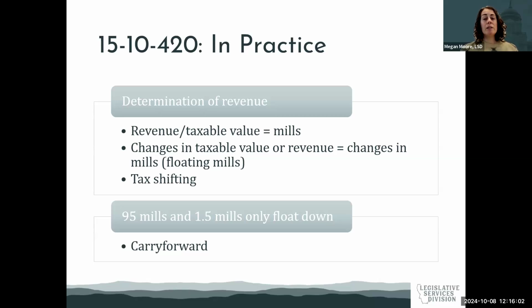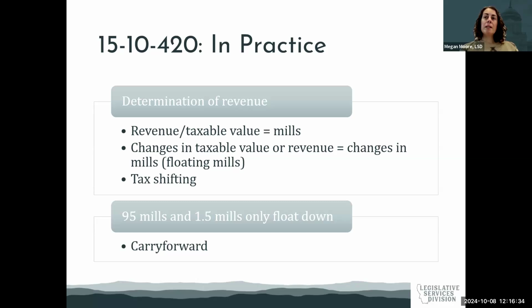This can also result in tax shifting between individual properties and between classes of properties. And the way I like to think about it is that your taxes will change based on how your property value is changed in comparison to other properties. And so if the value for everyone has gone up, the mills will reduce, but if your property value went up disproportionately to other properties, then you may pick up a larger share of the tax burden.